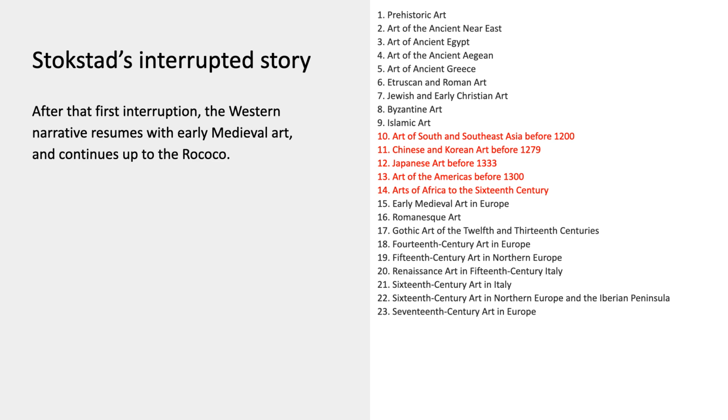Then the book returns to Western art. From the early medieval art of Europe, that's chapter 15, through 17th century art in Europe, that's chapter 23. Notice that chapter 15, early medieval art in Europe, actually follows not from chapter 9, but from chapter 7, Jewish and early Christian art. Jewish and early Christian art leads naturally into early medieval art. There's geographic continuity and there's also cultural continuity. Again, Byzantine and Islamic are a little bit like interruptions there, even though they belong in the same chronology.